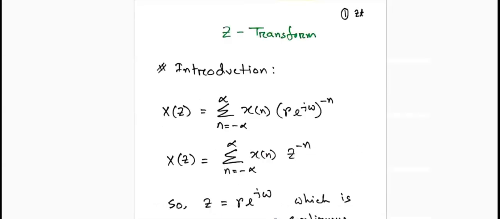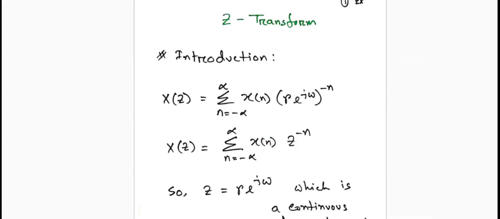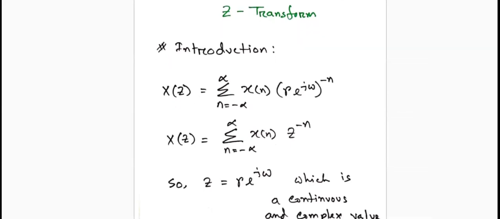Okay, let me start the Z transform. The topic name is Z transform. Probably you can find it in chapter number 3 in the Proakis book. Okay, so it is always mandatory to go through the book as well. Other sources are also available.